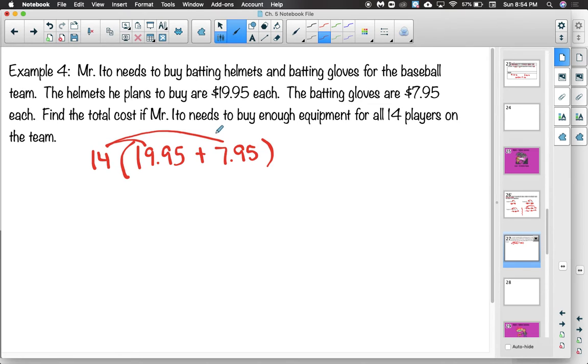So really quickly, I'm going to use a calculator to speed these multiplication problems up. The first problem we can do is 14 times 19.95. And I'm getting $279.30. A positive times a positive gets me a positive. 14 times $7.95 is $111.30.